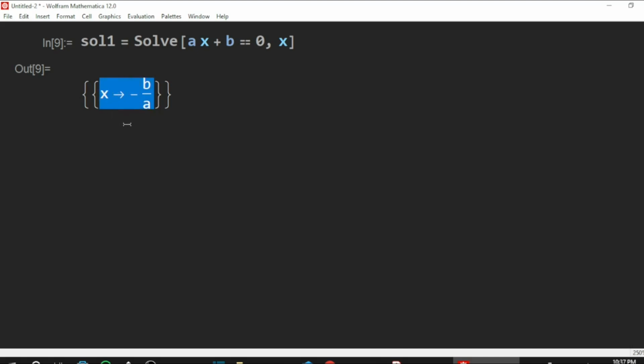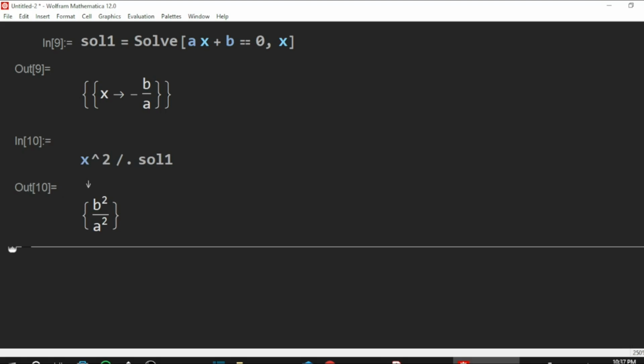It is written in the form of an assignment because the value assigned to solve1 can be reused in any other expression. For example, if I want to substitute the value in x squared, I would just put a slash and then a dot and would write solve1 here. And if I run this now, the value assigned to solve1 would be put into this expression, and it will give me b squared divided by a squared. You see, it replaced the value, giving b squared divided by a squared.